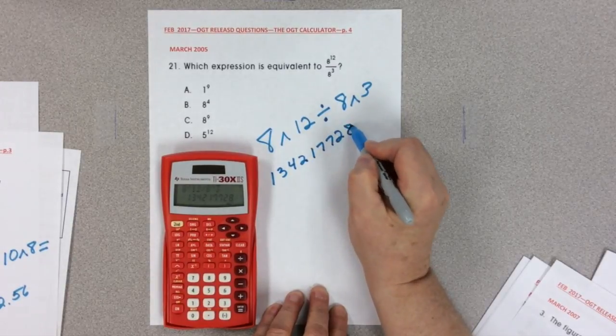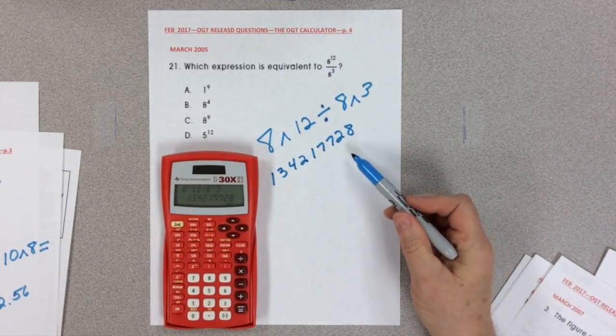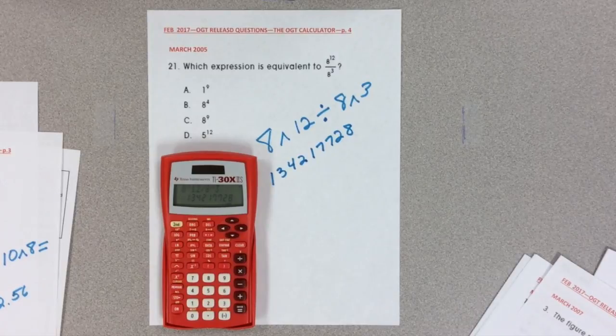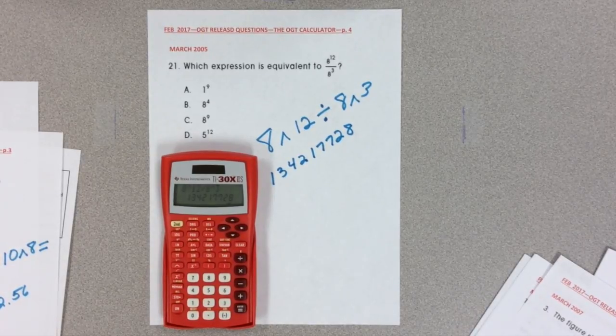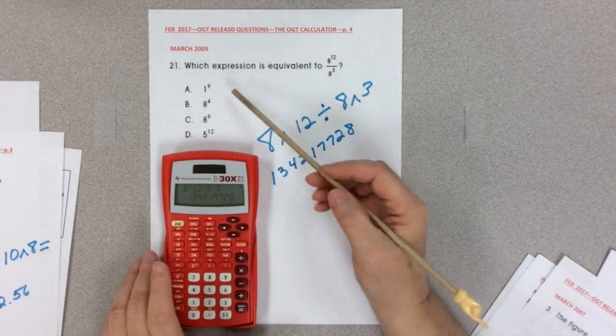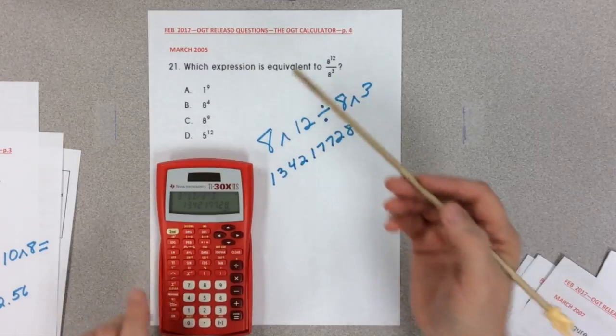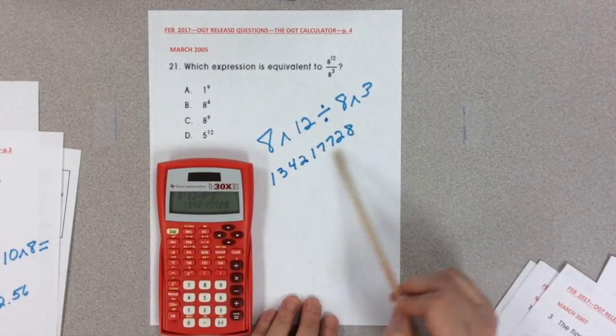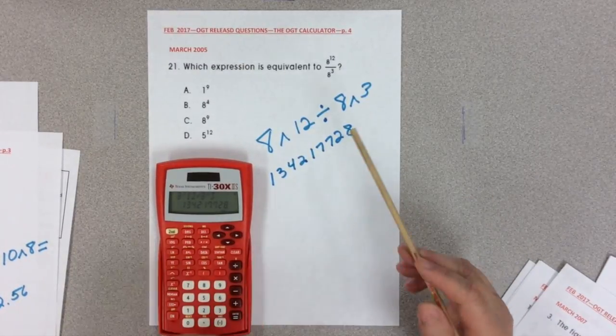And by the way, this reminds me, you have to write things down on the OGT test. You can't keep everything in your calculator or in your head. Write it down to be sure you are correct. So now what we're going to do is take the answers they give us and see which one is equal to this long number.